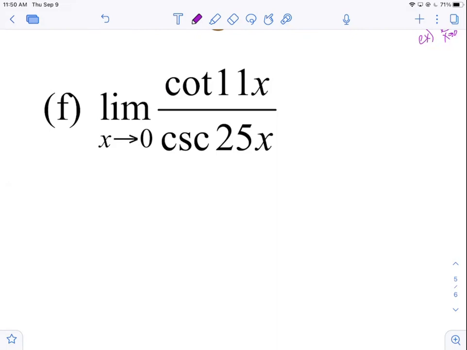Never not first, direct sub. 11 times 0 is 0. What's cotangent of 0? Very good, because it's some type of what? Infinity, right? If tangent of 0 is 0, cotangent is the reciprocal, and the reciprocal of 0 is some type of infinity. Plus or minus, we don't know unless we investigate on either side. But we're not concerned with that. Cosecant of 0 is what? It's also DNE because it's some type of what?